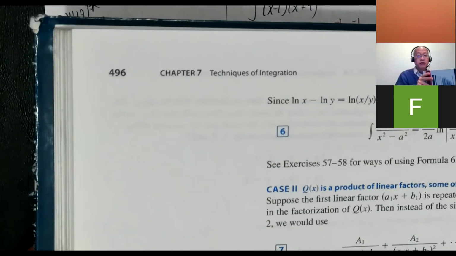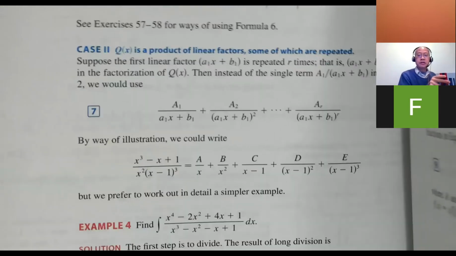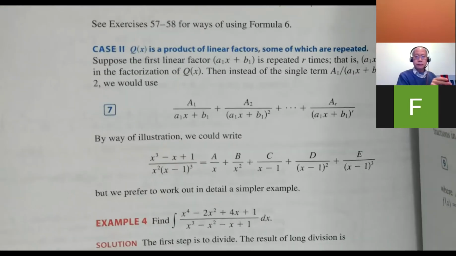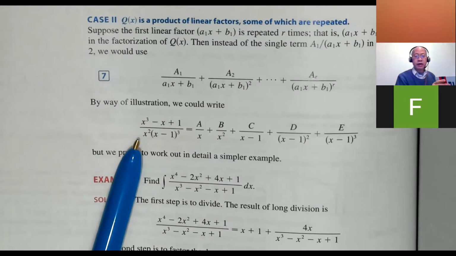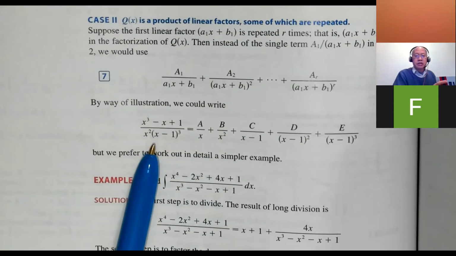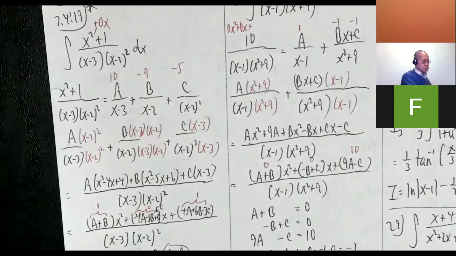Case 2 on page 496. The quotient is a product of linear factors, some of which are repeated. Right? So here's an example. x squared, x minus 1 cubed: x minus 1, x minus 1 squared, x minus 1 cubed.